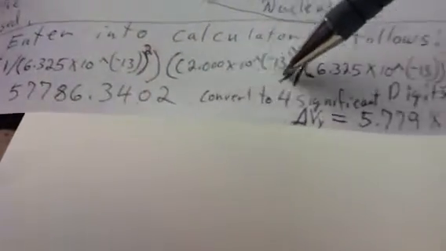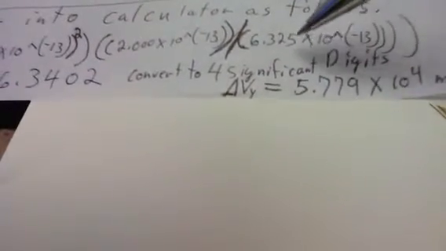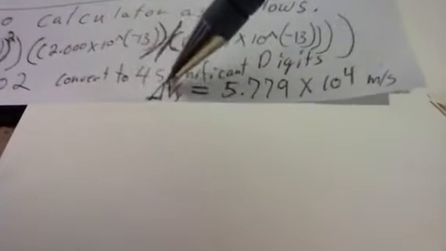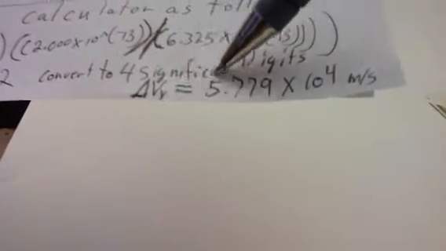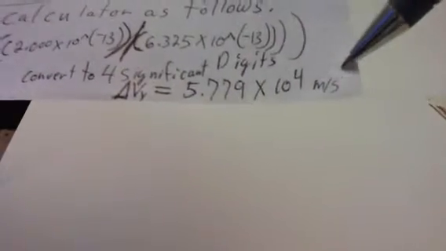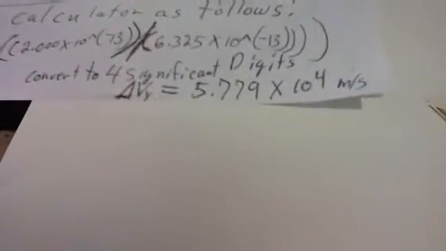0.3402. Well, you need to convert that to at least 4 significant digits. It tells you that in number 2, I think, on page 25. And so when we do it that way, the change in velocity y equals 5.779 times 10 to the 4th meters per second. Well, why 9? Well, you need to round that up, right? 5 or more, round up. Okay. Alright, so now let's move on to our next step.